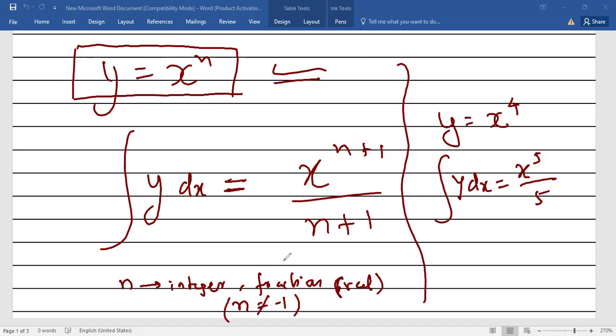Because if n is equal to -1, then x to the power -1 plus 1 by -1 plus 1 will become undefined. So in this particular function, y is equal to x to the power n, n will not be equal to -1. For -1, we have a different formula.